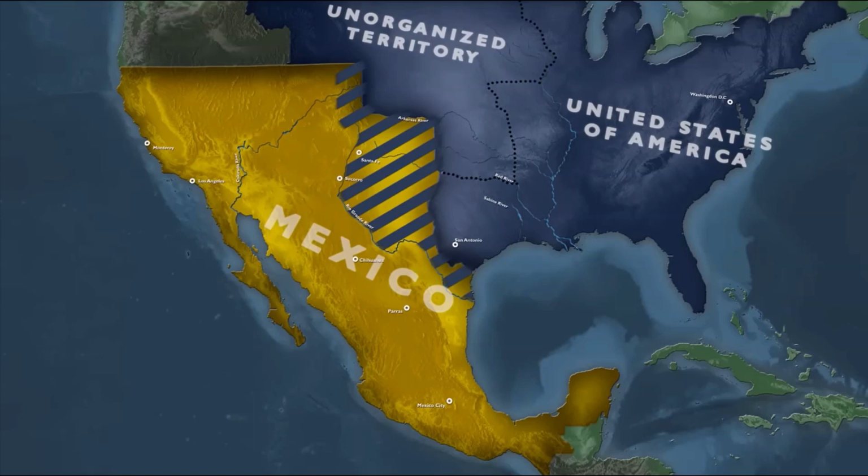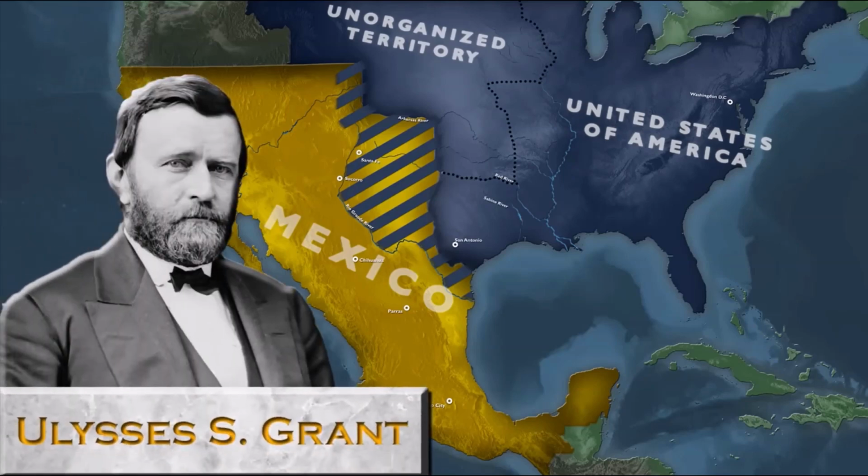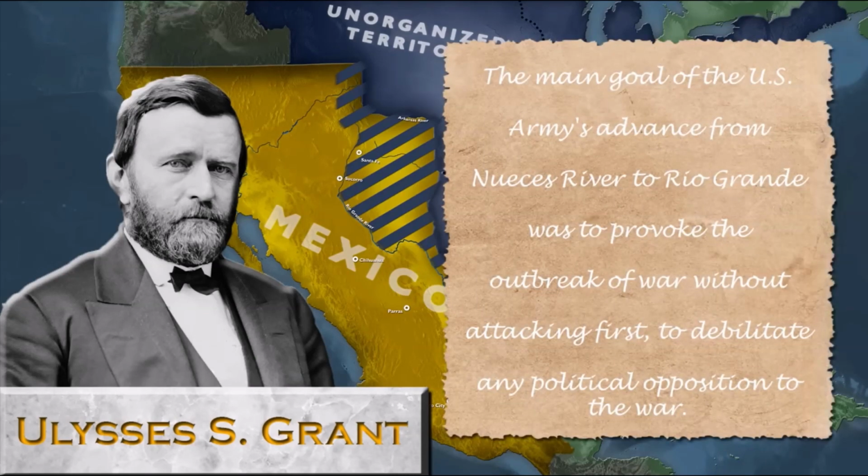Even so, Ulysses S. Grant, who had opposed the war but served as an Army lieutenant in Taylor's army, claims in his personal memoirs that the main goal of the U.S. Army's advance from the Nueces River to the Rio Grande was to provoke the outbreak of war without attacking first, to debilitate any political opposition to the war.